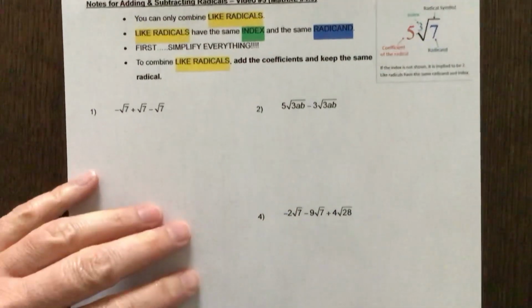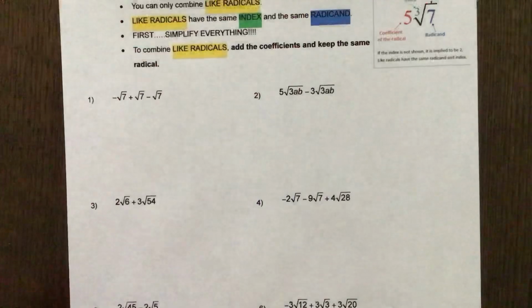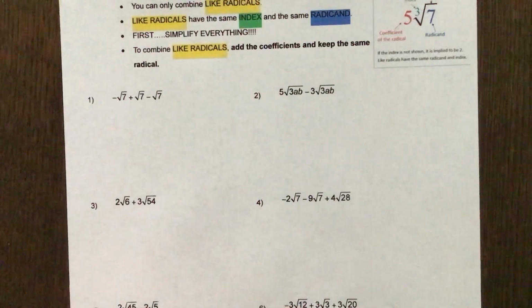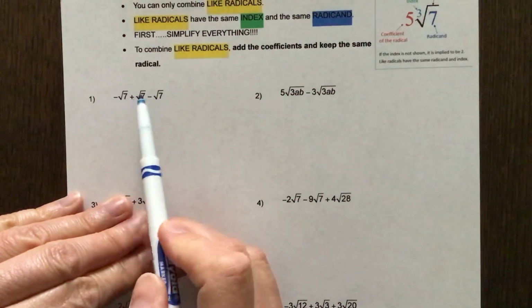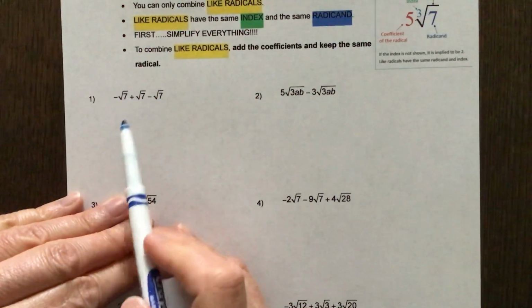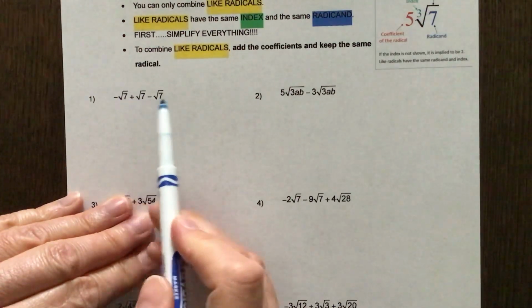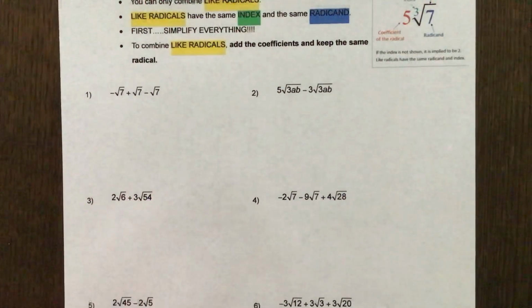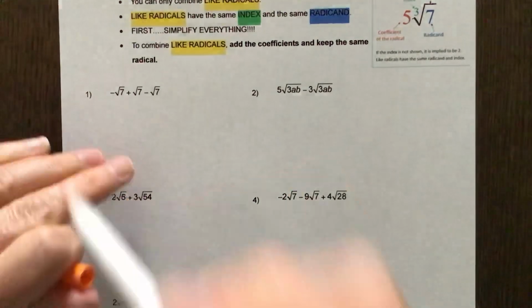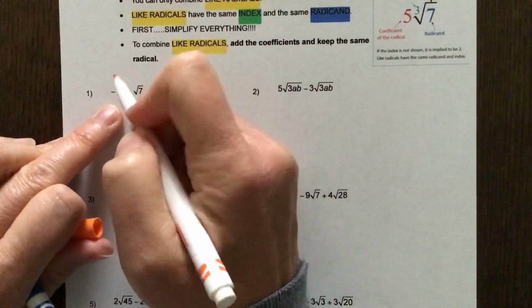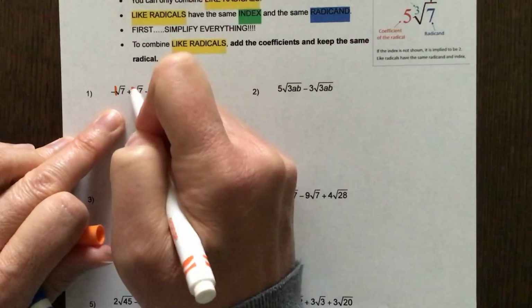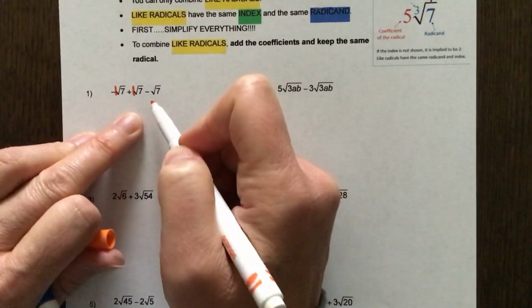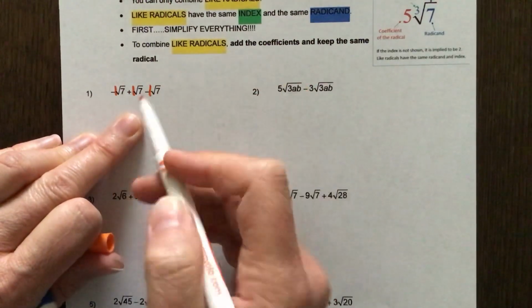So if you take a look at example number 1, you'll notice that every one of our indexes are the same, remembering that when it doesn't have one, it's understood to be a 2. And all of our radicands are 7, so we can go ahead and combine these and just treat them as like terms. Notice there's a negative sign out in front of this one, which means that's a -1. There's nothing outside here, which means that's just a +1. And then we have another -1.